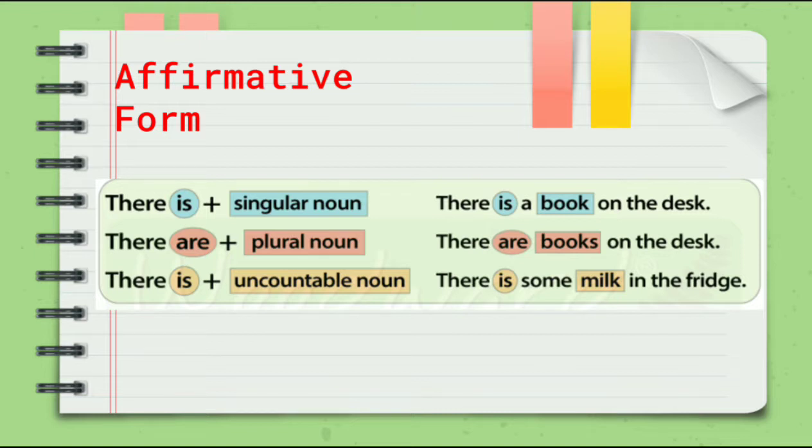The first one is there is plus a singular noun. For example, there is a book on the desk. The second one is for there are. We add a plural noun and the example is there are books on the desk. And finally, we have there is plus an uncountable noun. For example, there is some milk in the fridge.